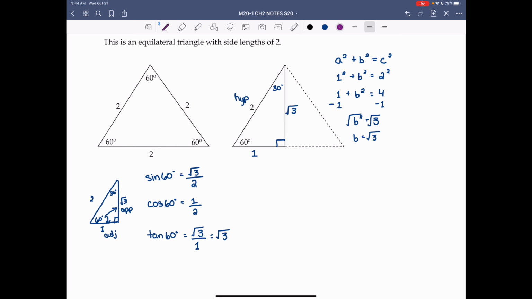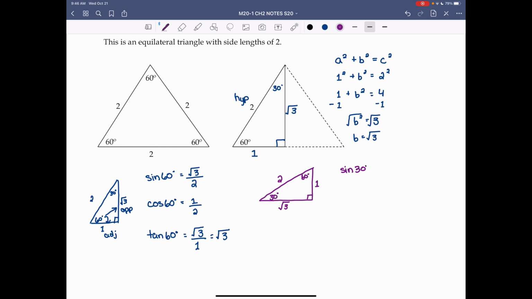Now let's look at the trig functions for the other acute angle, 30 degrees. I'm going to redraw my triangle so that angle 30 is the angle of elevation. We have 30 degrees as the angle of elevation, 60 degrees at the top, 90 degrees. Our hypotenuse is 2. The side opposite 30 is 1. And the side adjacent to 30 is square root 3.